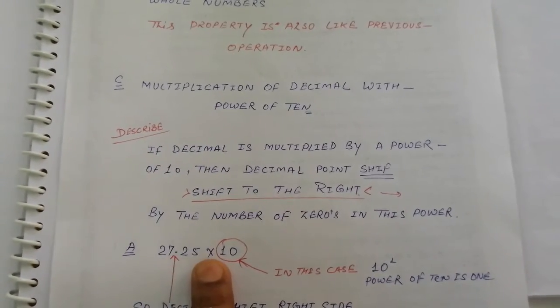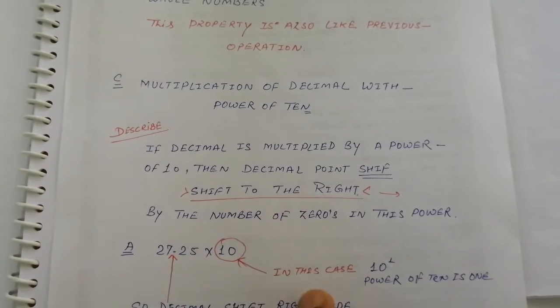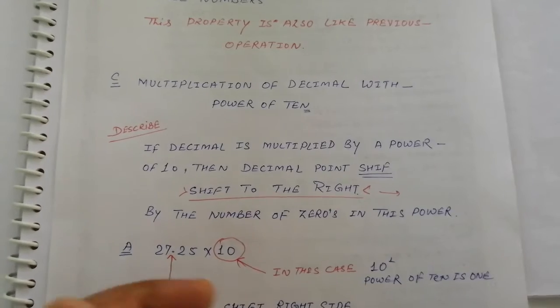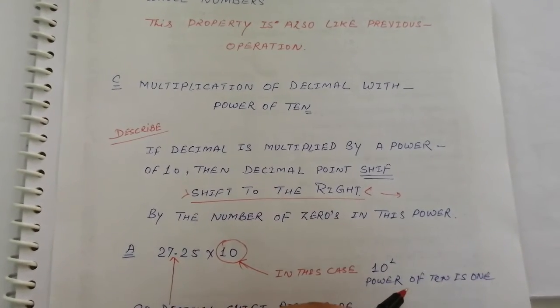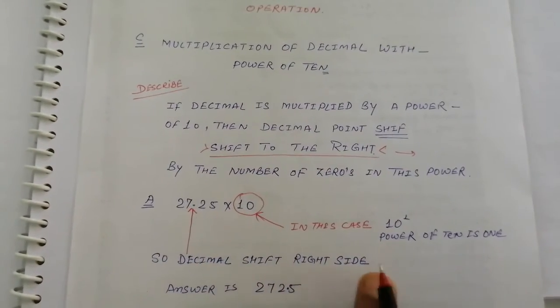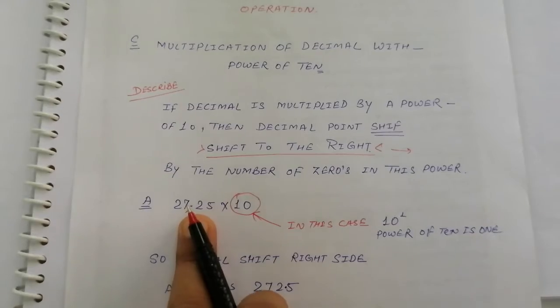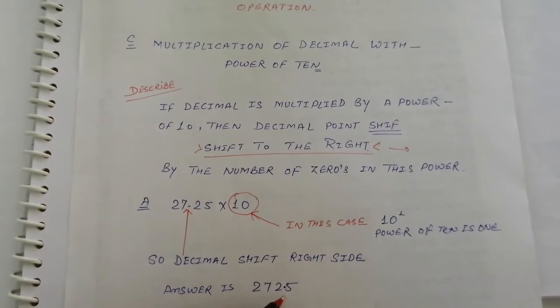27.25 multiplied by 10. In this case, the power of 10 is 1. So the decimal shifts to the right side, and the answer is 272.5. Clear?